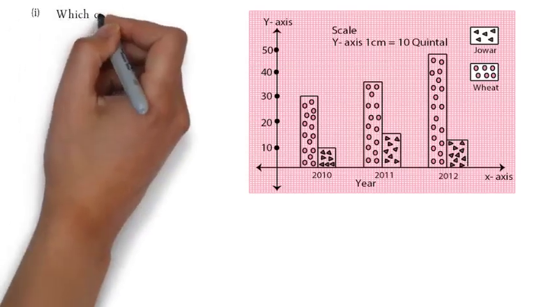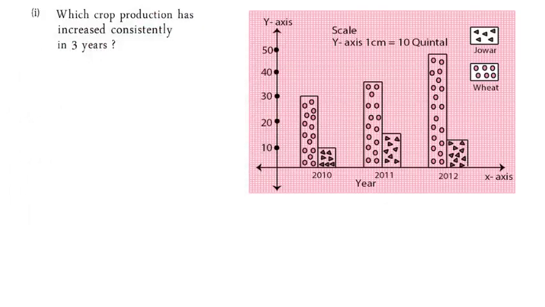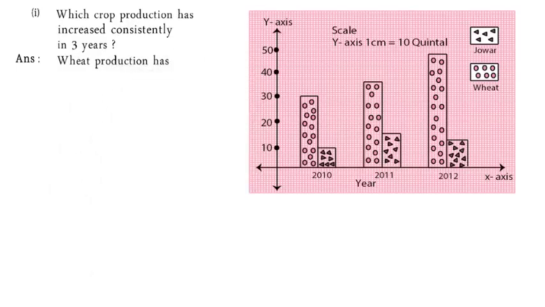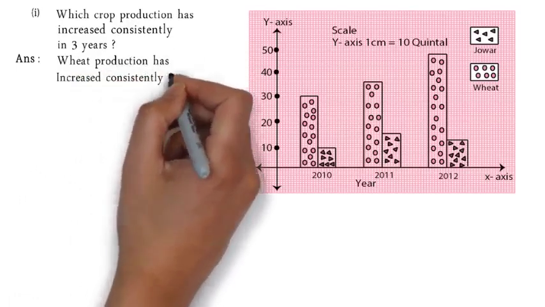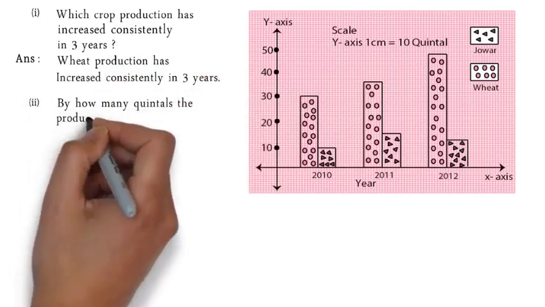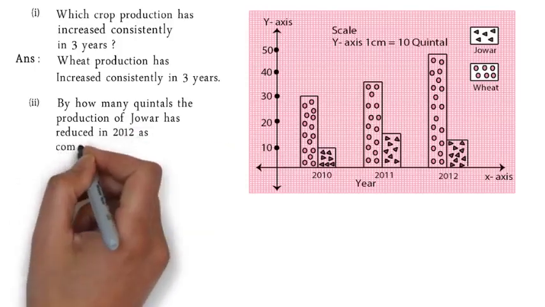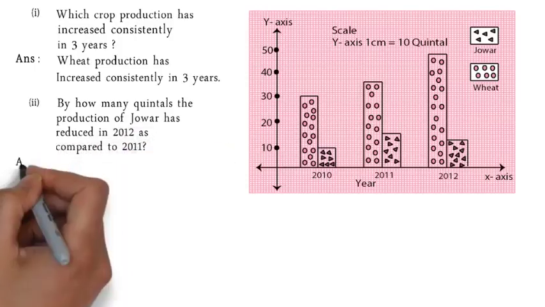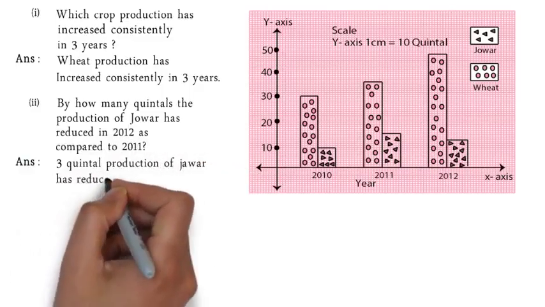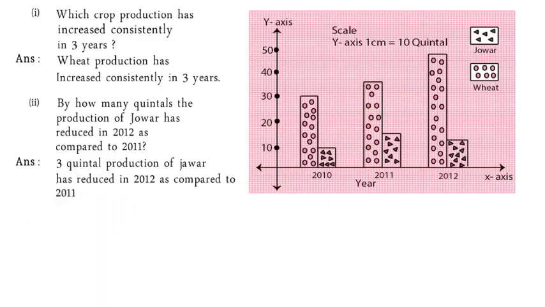Which crop production has increased consistently in 3 years? Answer: wheat production has increased consistently in 3 years. By how many quintals has the production of jawar reduced in 2012 as compared to 2011? Answer: 3 quintal production of jawar has reduced in 2012 as compared to 2011.